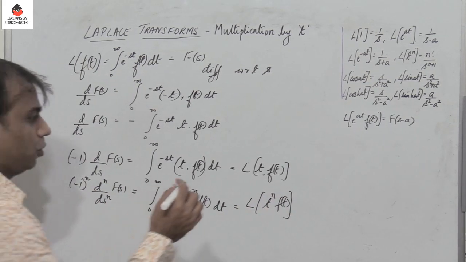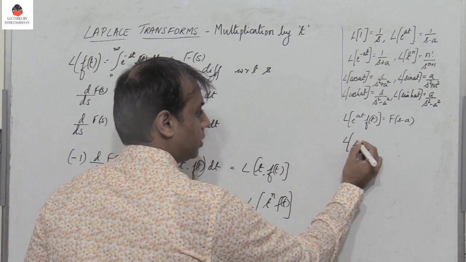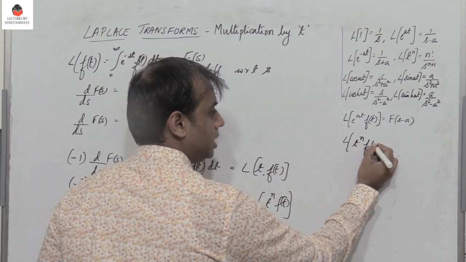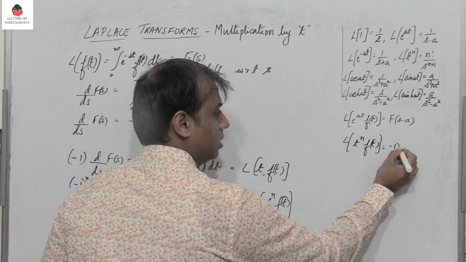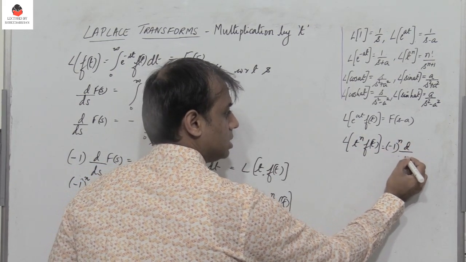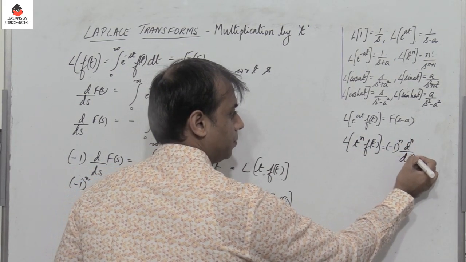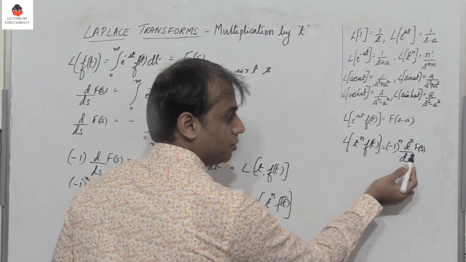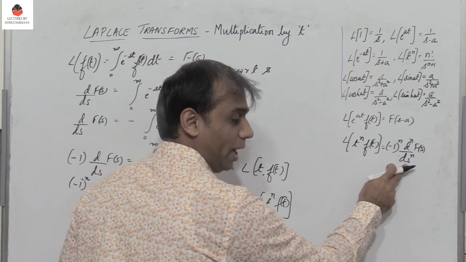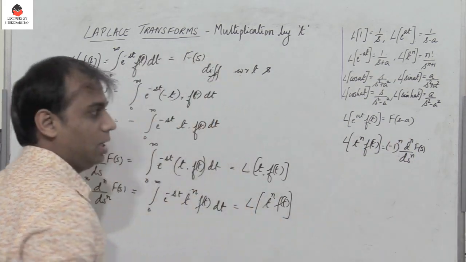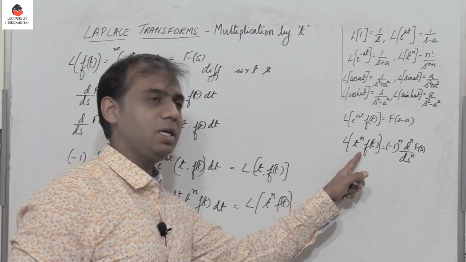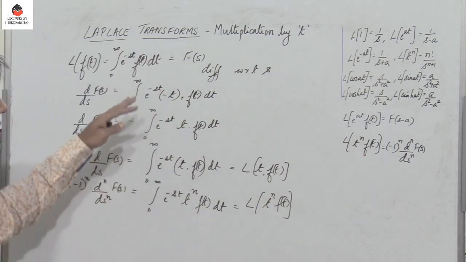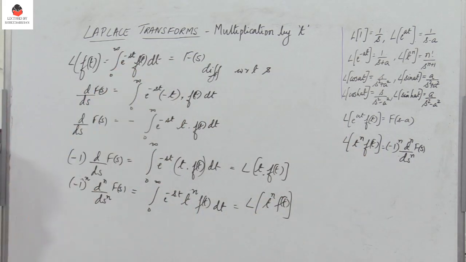Right? So therefore Laplace transform of t power n f of t is equal to minus 1 whole power n d by ds of f of s differentiated n times. Right? So f of s is differentiated with respect to s n times if f of t is multiplied with t n times. So using this relation, we shall solve a few problems.